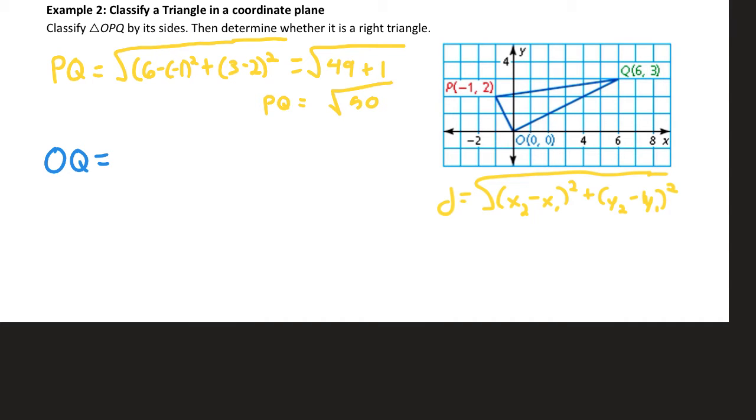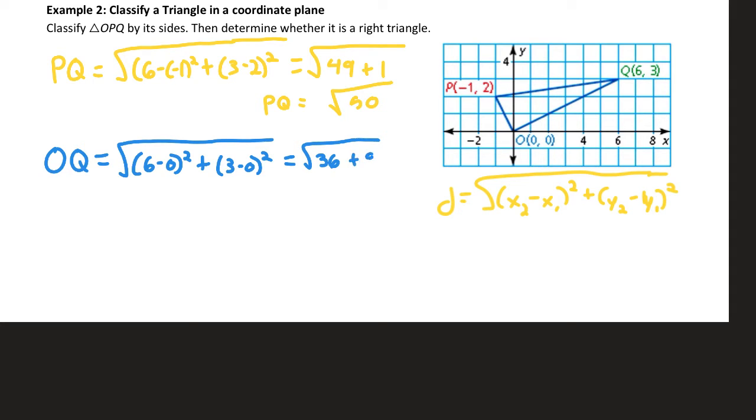And then OQ has to be exactly the square root of 50, else they are not the same length, and it's not isosceles. So I'm going to take OQ, x2 minus x1. This one's a little bit easier. 6 minus 0 squared, and then 3 minus 0 squared. So this is the square root of 6 squared is 36. 3 squared is 9. That's the square root of 45. So OQ is the square root of 45.